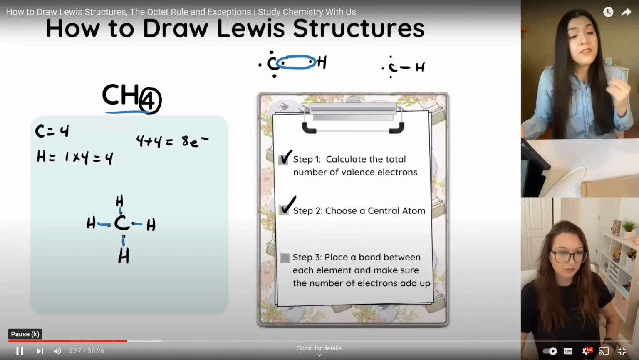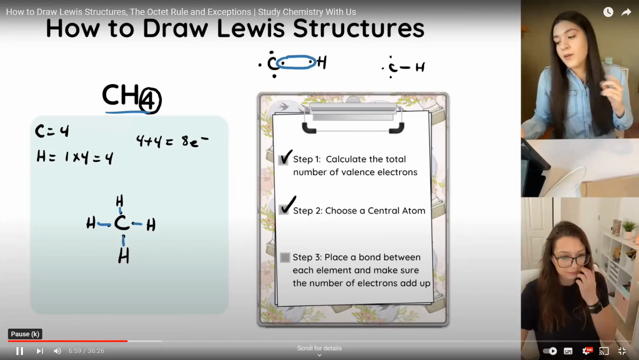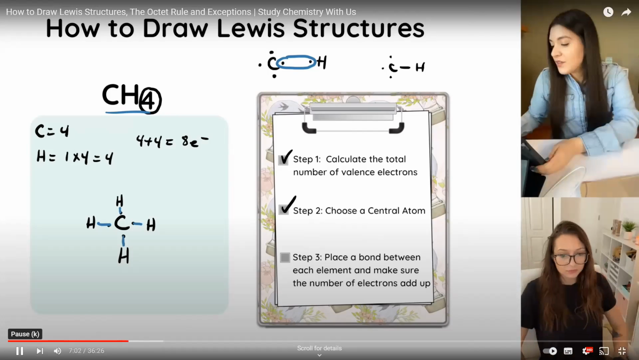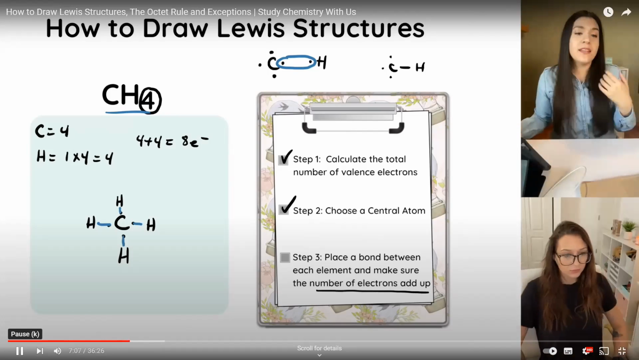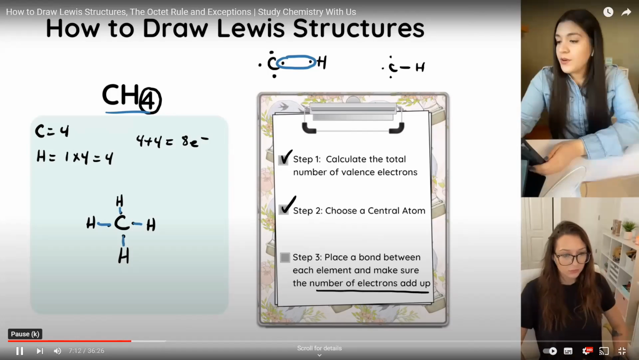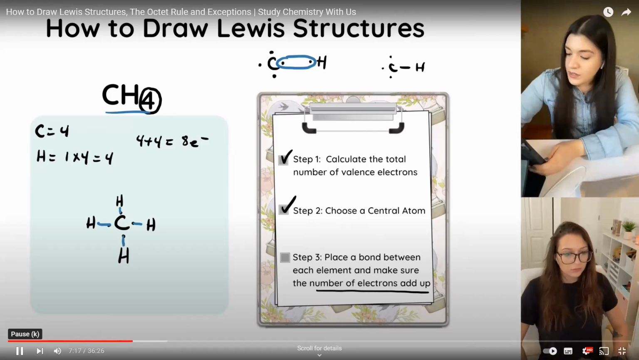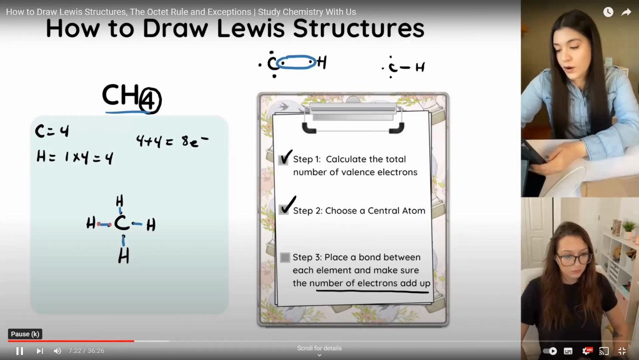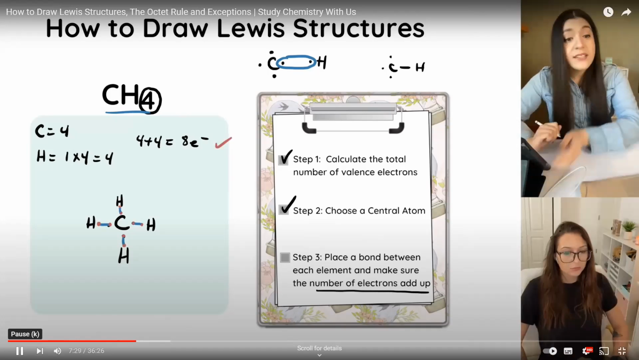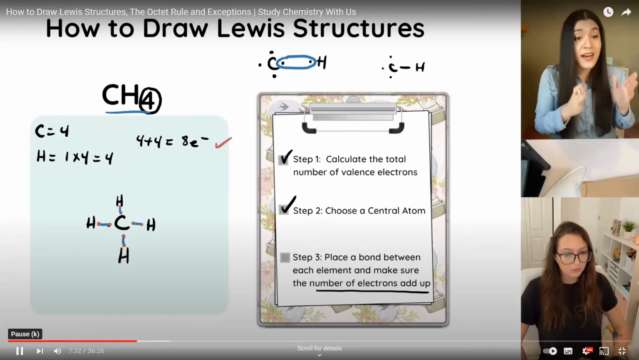And then the very last part of step 3 is to make sure that all of the electrons add up to what we did in step 1. In step 1, we said that there are 8 total valence electrons, and we want to double check that that's true. I'm going to draw this in red. If I recount these electrons, remember, 1 bond consists of 2 electrons. So there's 2 so far, so 2, 4, 6, and 8. So yes, that checks out. Because that checks out, we're done. That is the correct Lewis structure.